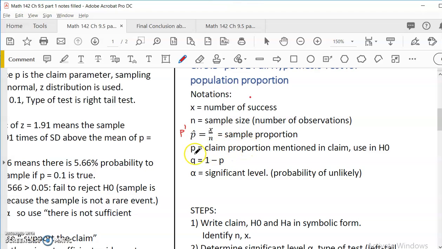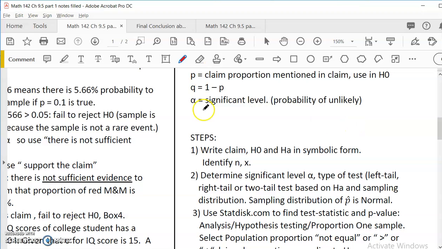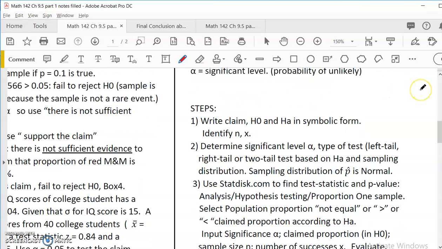The actual population proportion is just p, and it is the one that you are trying to test for the claim. And there is another parameter called q, which is the proportion of failure. That means it's not p, it's 1 minus p. Q is 1 minus p. And likewise, you can have q hat, the sample failure, equal to 1 minus p hat. And then we also have alpha, the significance level, which is the probability of unlikely. You can determine what you want it to be, or by default it is 0.05.